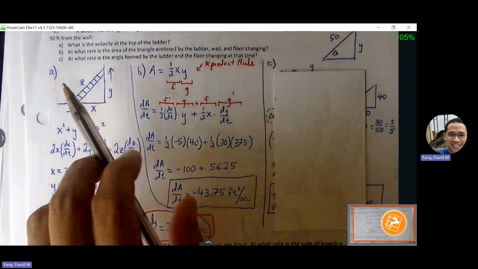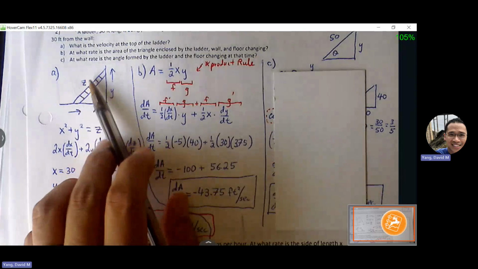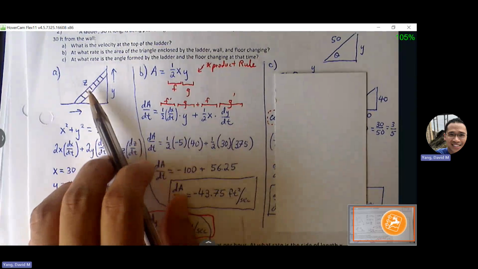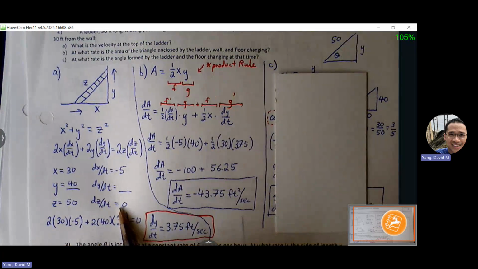Right, so dc/dt is asking about the ladder. As the ladder is dropping, it is not changing its length. It's staying 25 the whole way through. Because it doesn't change length at any point in time, we can say that's dc/dt equals 0.